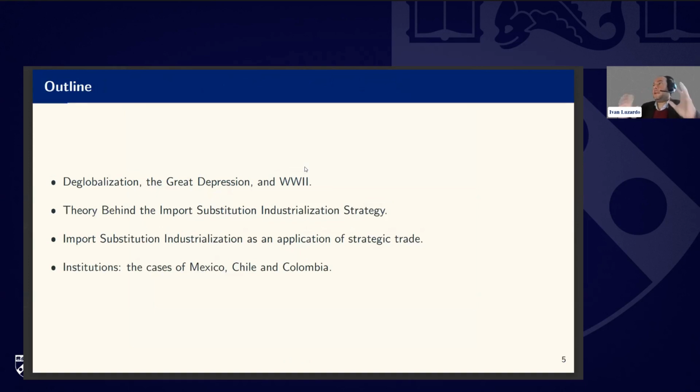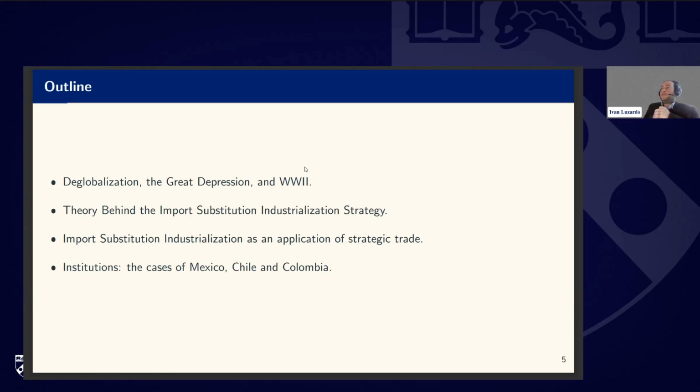Okay, this is the outline for our lecture today. Basically, I'm going to break down this presentation into 4 parts. Initially, I would like to talk a little bit about deglobalization and 2 very important external shocks that Latin American economies suffered during the interwar period. The shocks are, of course, the Great Depression and World War II. Then I would like to explore a little bit the theory behind import-substitution industrialization. Basically, what the economic literature says about why in some specific circumstances that trade strategy could make sense. So why countries implement this kind of industrial policy.